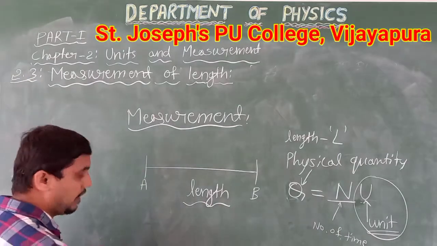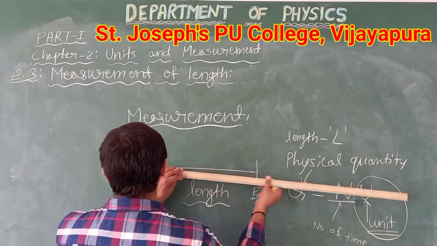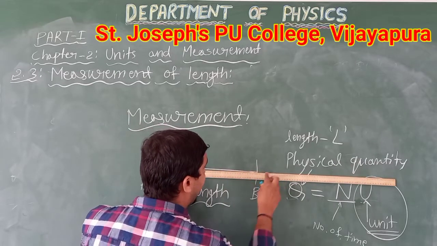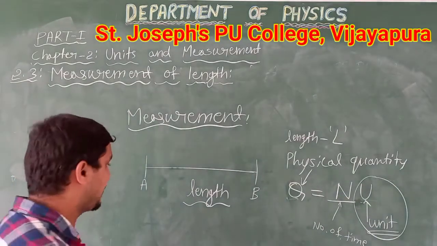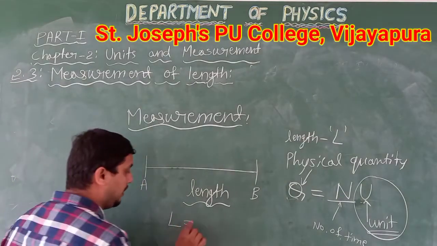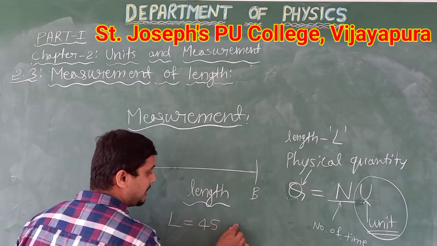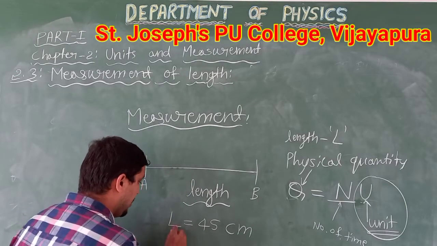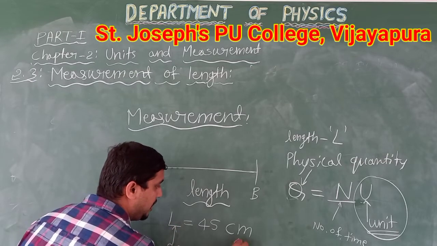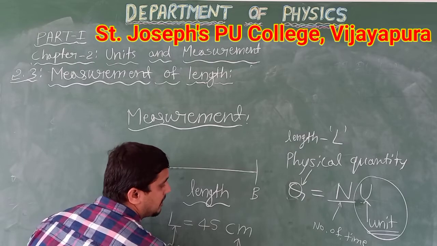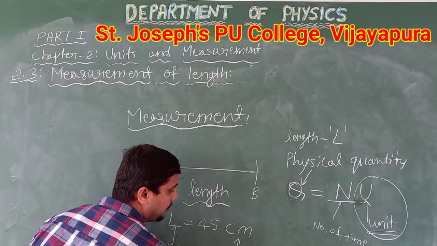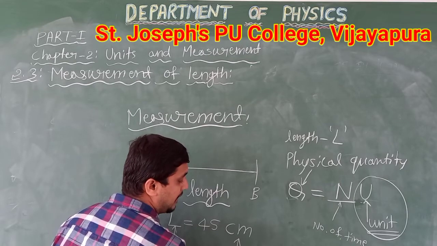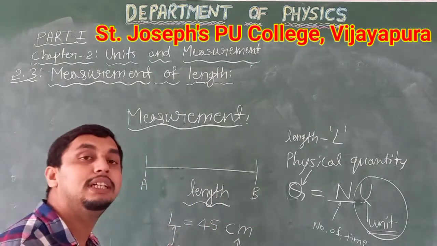So if I measure this length, the measurement means the comparison of this physical quantity with the standard of reference. For example, here the length is a physical quantity, which if I measure is 45 centimeter. So I am comparing this physical quantity with the standard of reference. Here, which one did I take as the standard of reference? The centimeter.